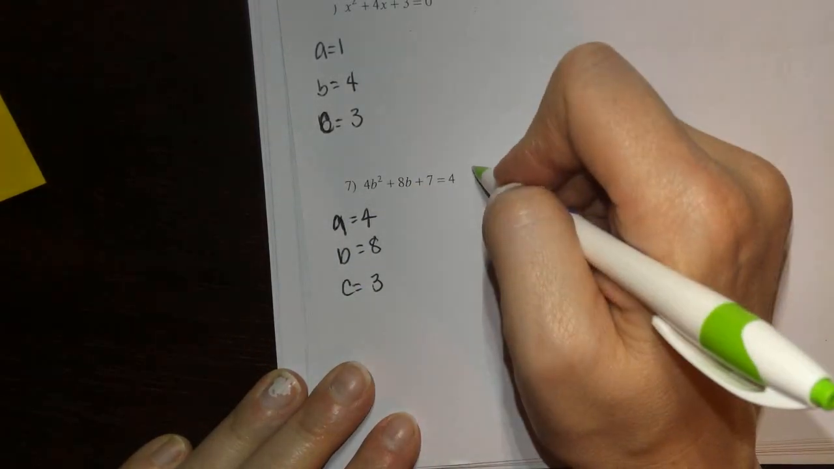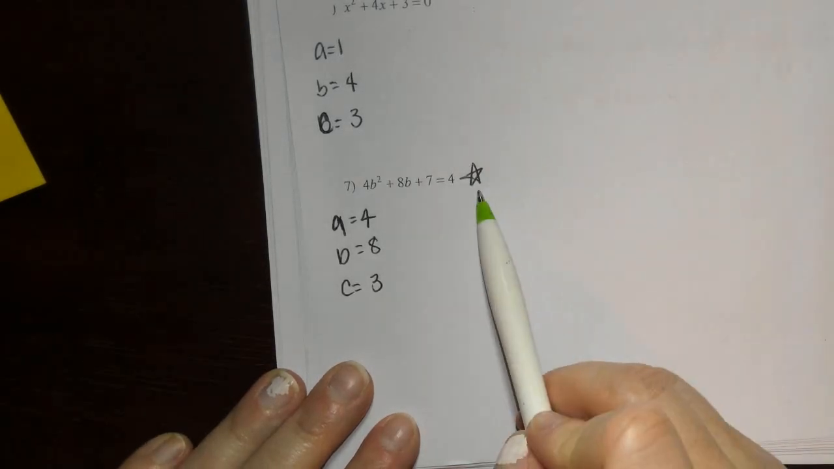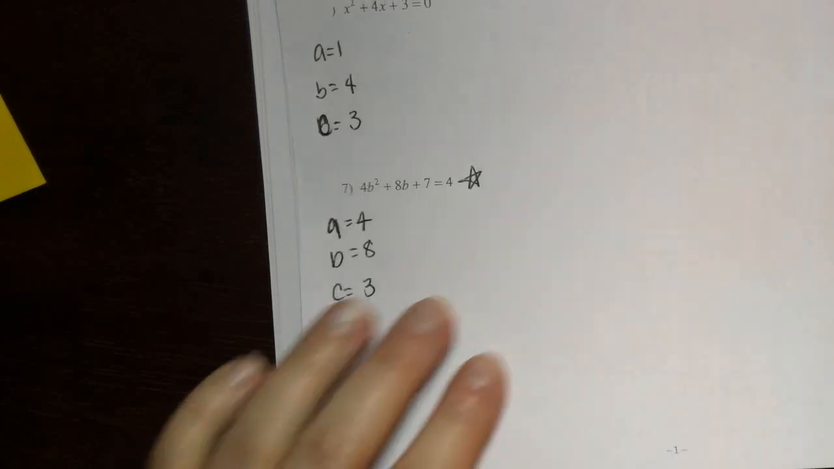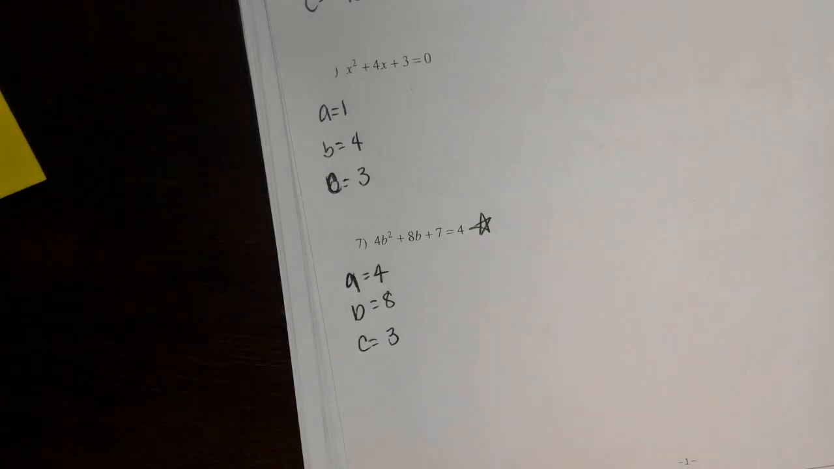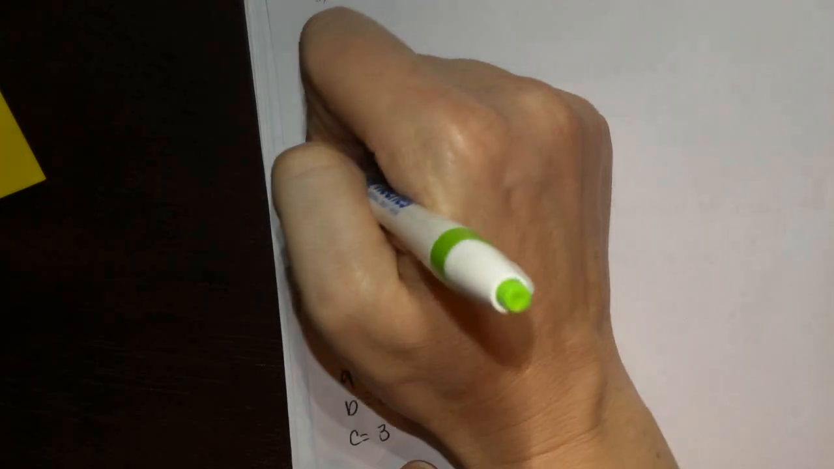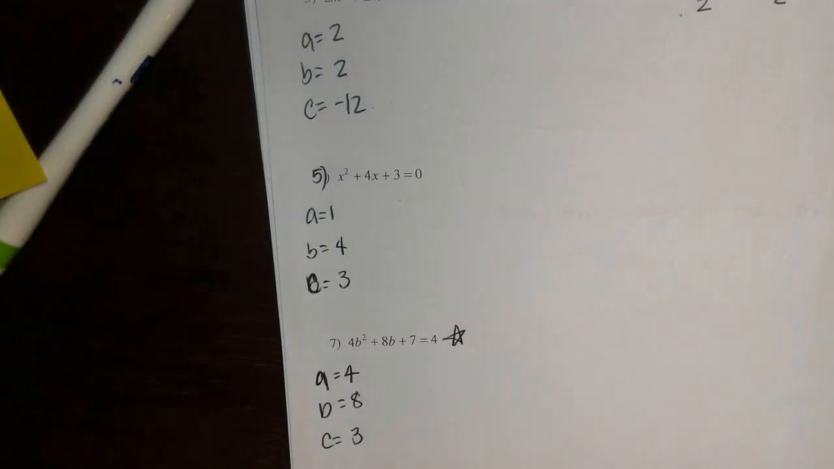So pay attention to number 7. It is not in equal 0 form. So you got to move that 4 over. Okay? Alright? So that's what I want you to do, is these 3 problems. Just 3, 5, and 7. And if you have questions, let me know, and I'll be happy to help you.